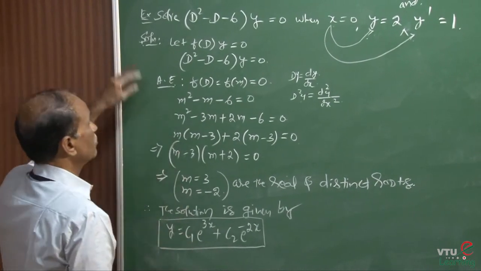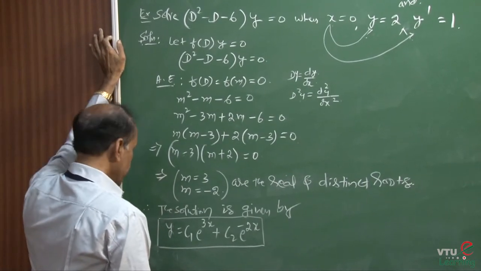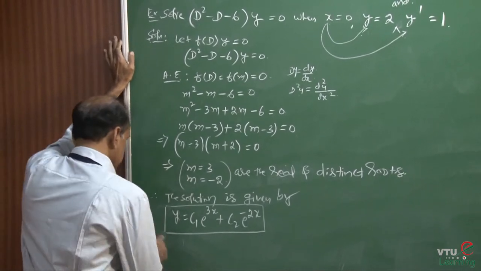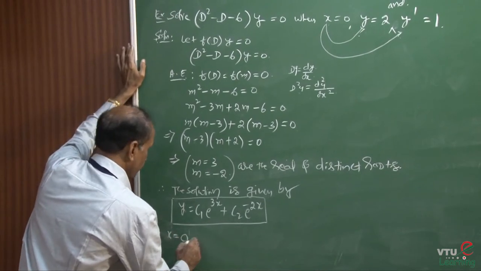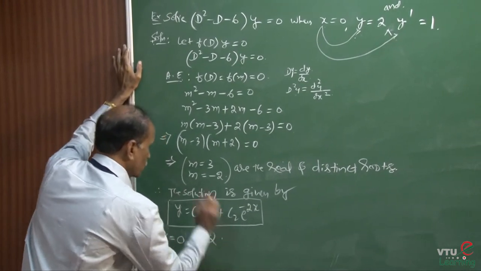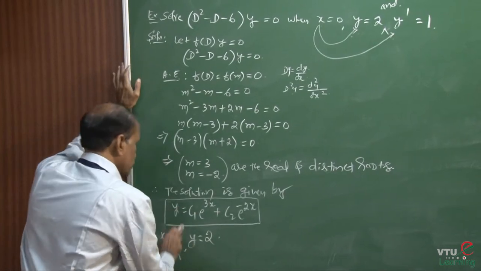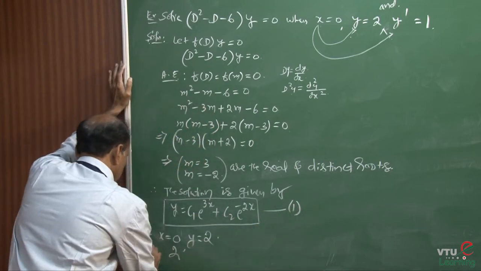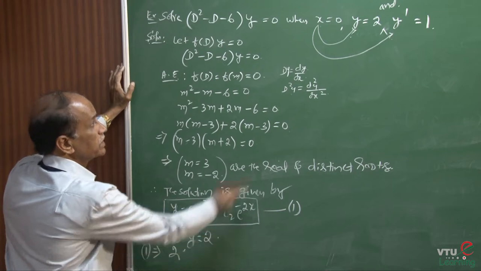Okay. So, now we will go for this d square minus d minus 6, that is operating on y is equal to 0 at the first set of initial conditions. Now, what is the first set? At x equal to 0 and y is equal to 2. X equal to 0, y is equal to 2 means left side, this is 2, if you name it as equation 1. So, 1 implies y equal to 2, it is given.